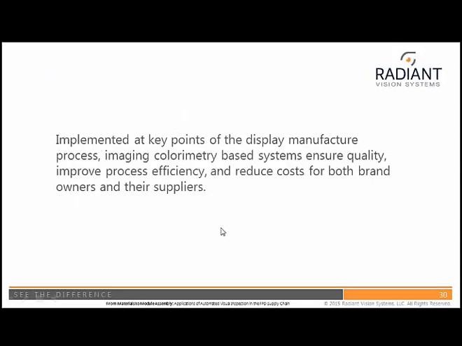So we like to implement this at key points of the display manufacturing process, imaging colorimetry based systems to ensure quality, improve process efficiency, and reduce costs for both brand owners and their suppliers.